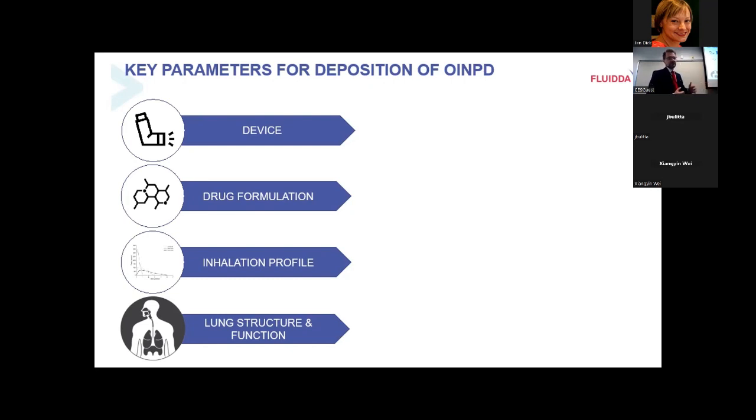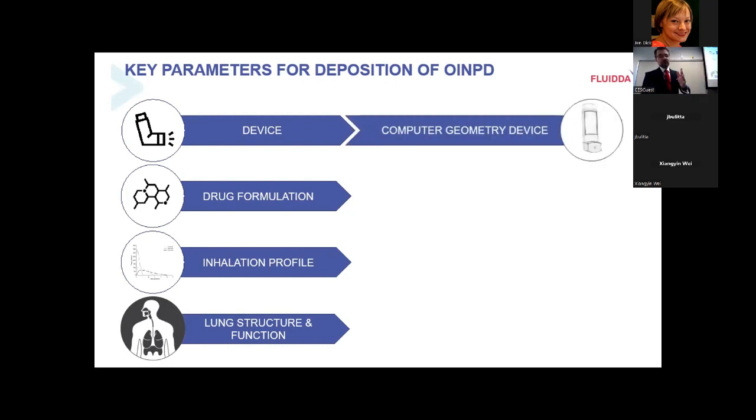We have the device, we have the drug formulation, the inhalation profile, so how the patient uses the device, and then also what we think is very important, the lung structure and the lung function. So if you look at how to approach it from the digital aspect, we can make very accurate computer geometries with the device. So we can very clearly include the geometry using these computer models.